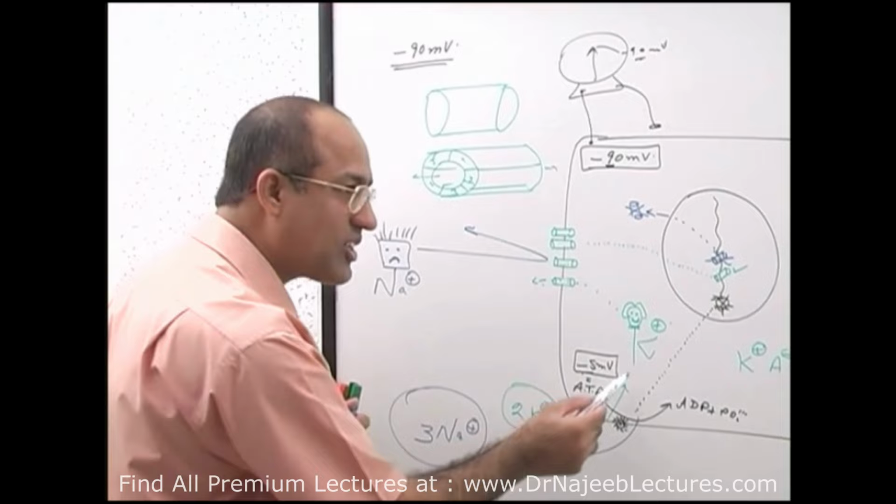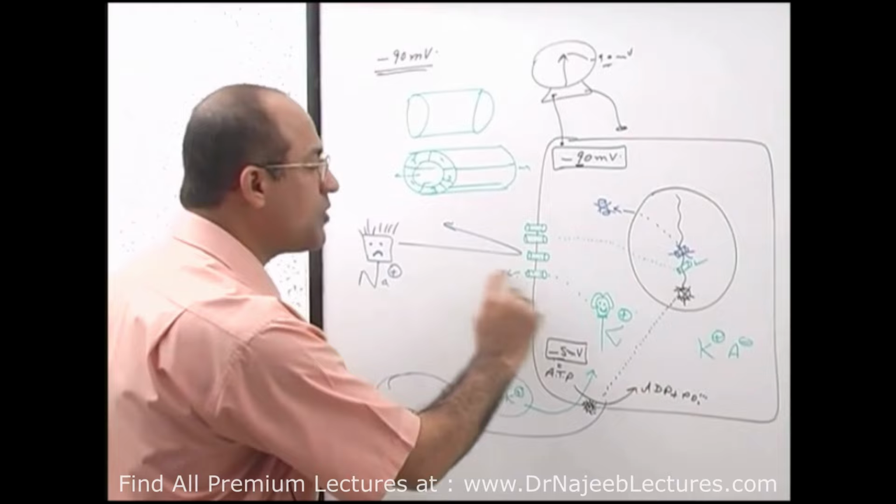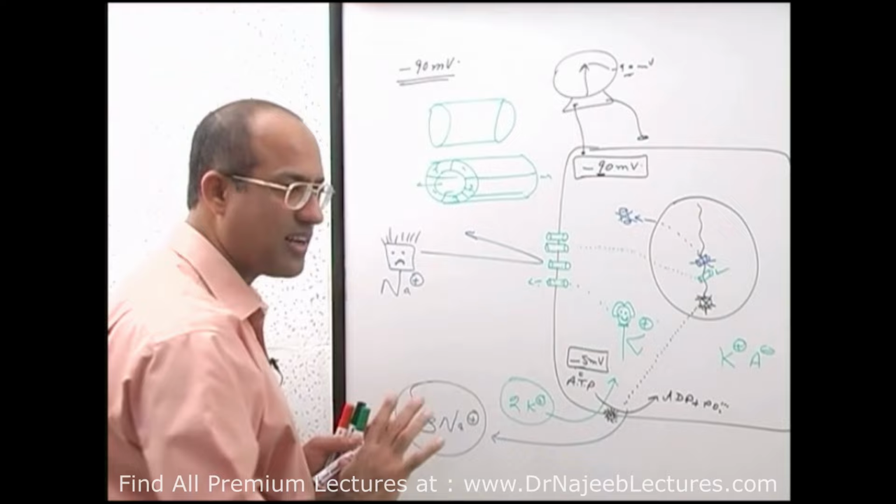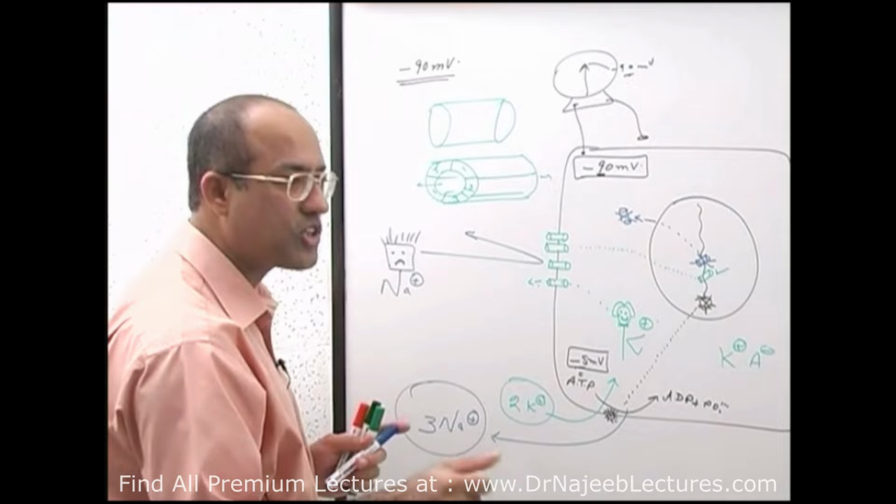Potassium is concentrated inside, but it is also allowed to move out, or it is allowed to move across the membrane. This channel does not determine in which direction potassium will move. They just allow the potassium to move through this channel. It's up to potassium in which direction it wants to move. We'll see what factors determine the movement of potassium. But right now, you trust me in what I'm saying.